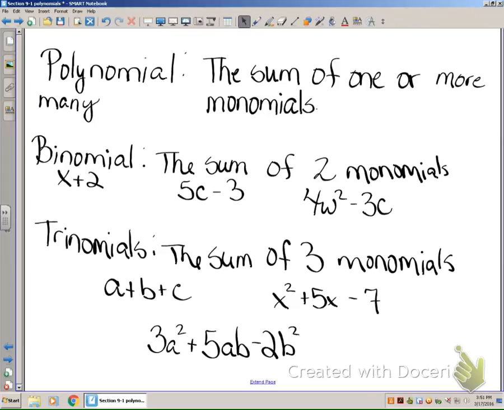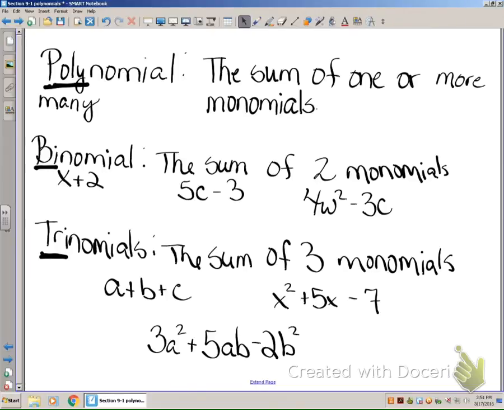As you can see, I've defined that for you. A polynomial is the sum of one or more monomials. The prefix poly means many. We know binomial, like bicycle. Bicycle has two wheels. A binomial has two terms. It has two monomials. Tri, like a tricycle, has three wheels. A tricycle or a trinomial consists of three monomials.